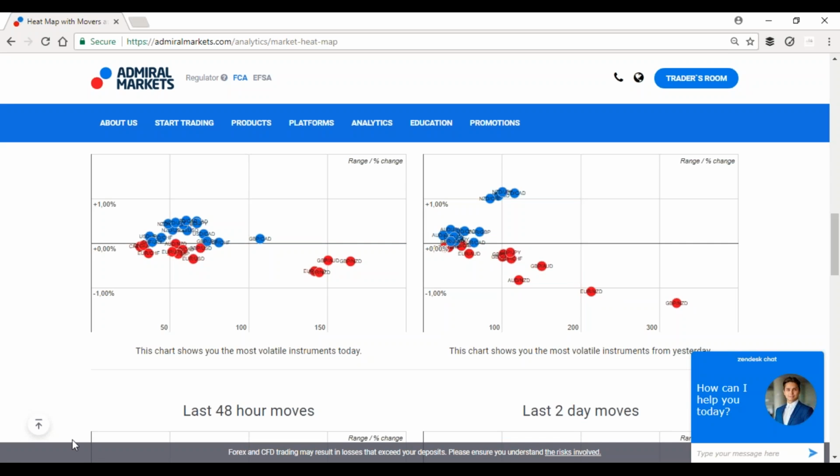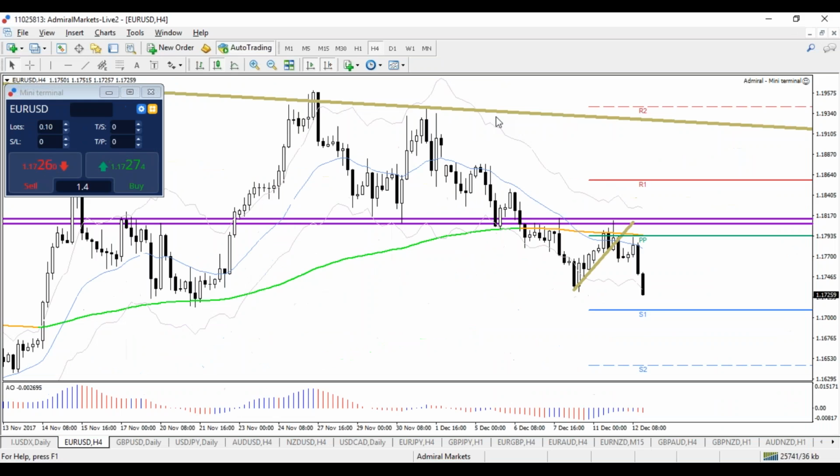So let's take a look now at the charts. All right, there we go. Euro dollar moving lower. So yeah, it didn't get the break to the upside.